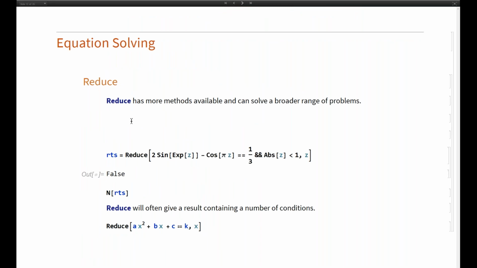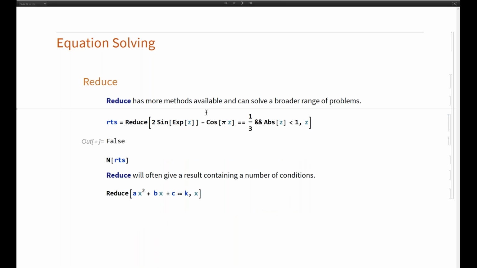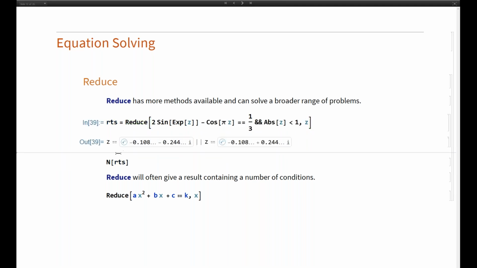One interesting thing then is the fact that reduce has more methods available than simplify. They can be used for similar effects, but not necessarily all the time, in which case I have to bring your attention to reduce as well. Here we're particularly asking for the reduction of an equation with an inequality, in which case you'll find that we get some very interesting results, which are imaginary in both cases.